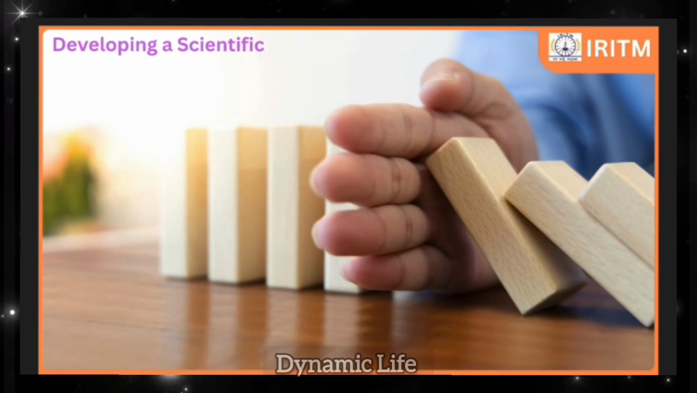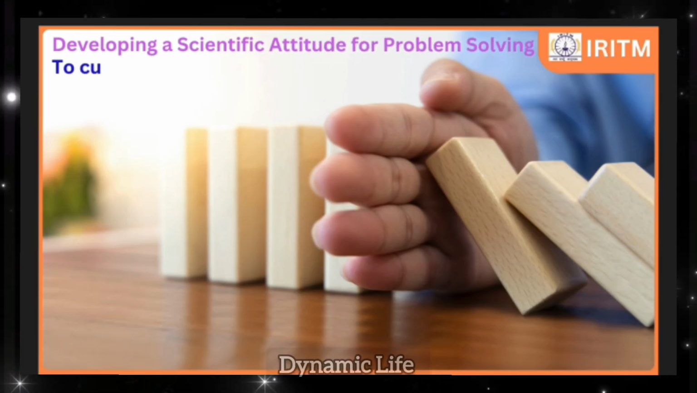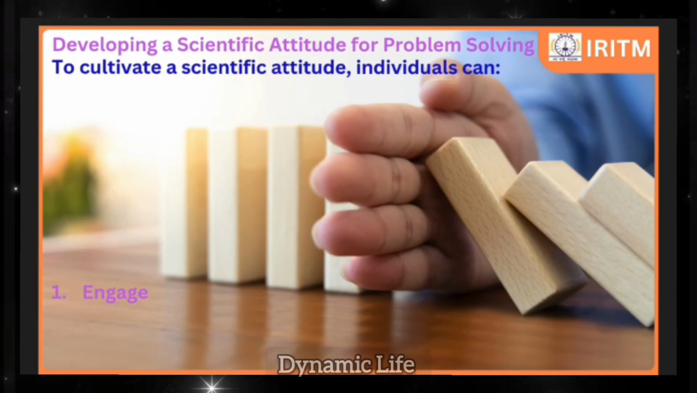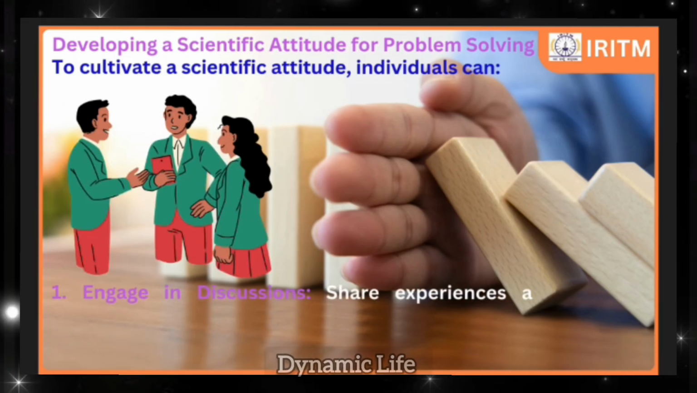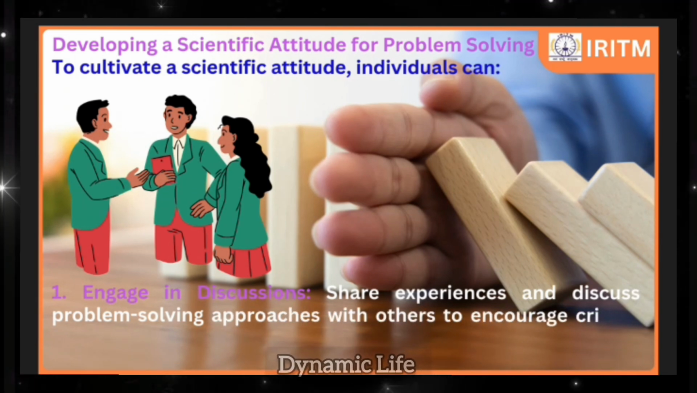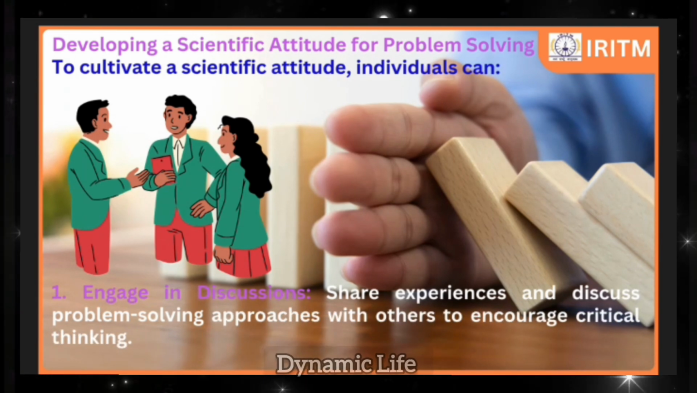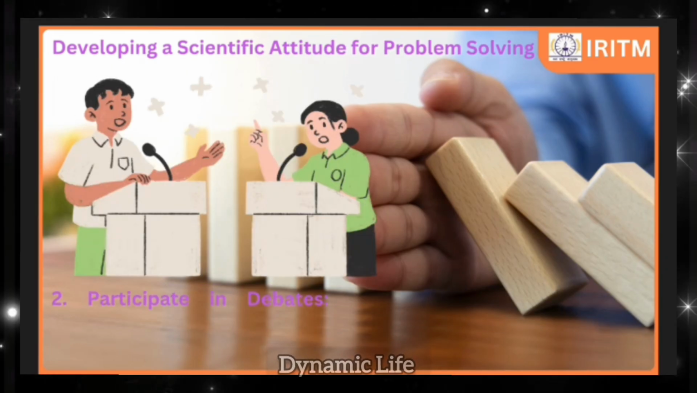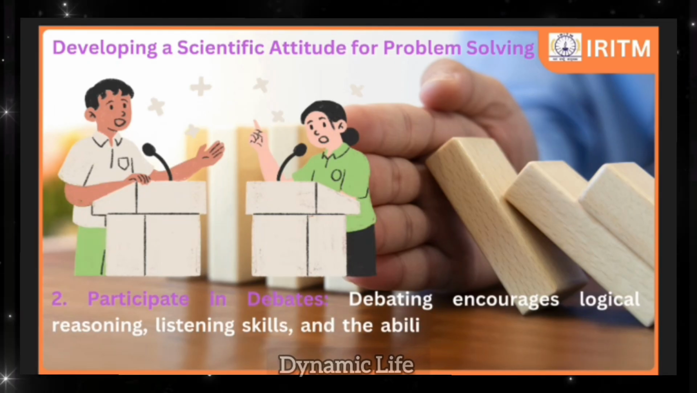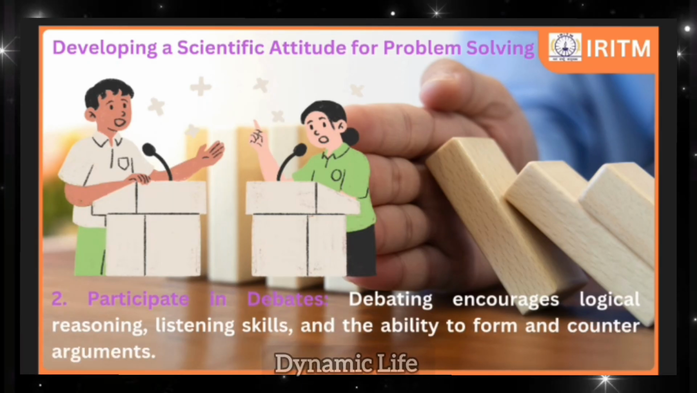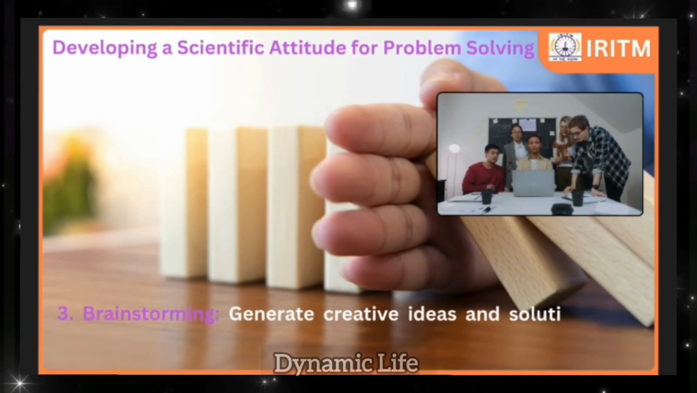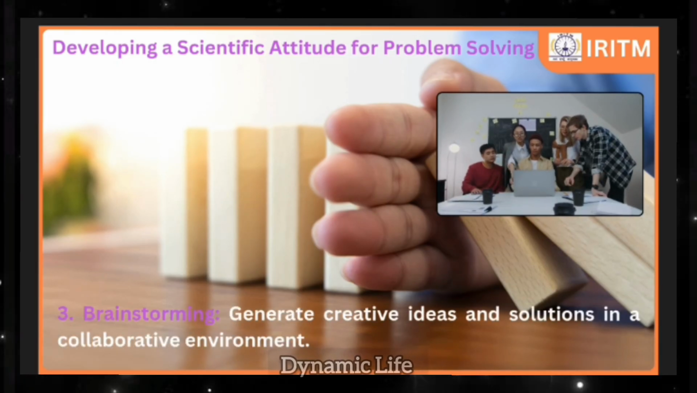Developing a scientific attitude for problem solving. To cultivate a scientific attitude, individuals can: 1. Engage in discussions, share experiences and discuss problem-solving approaches with others to encourage critical thinking. 2. Participate in debates. Debating encourages logical reasoning, listening skills, and the ability to form and counter arguments. 3. Brainstorming. Generate creative ideas and solutions in a collaborative environment.